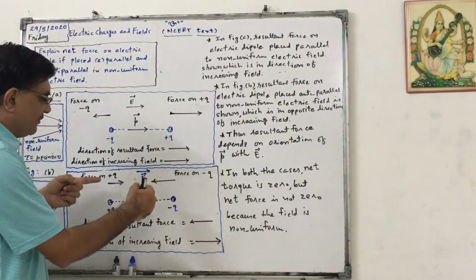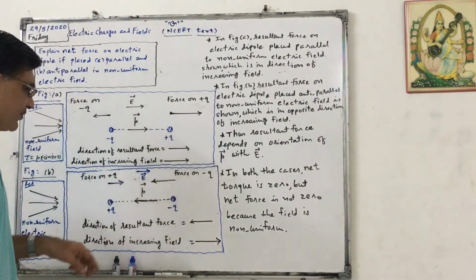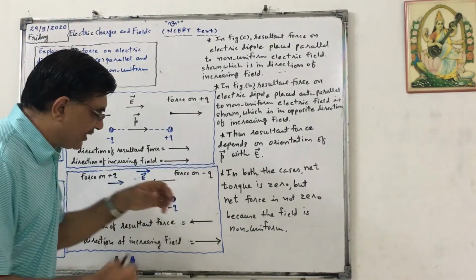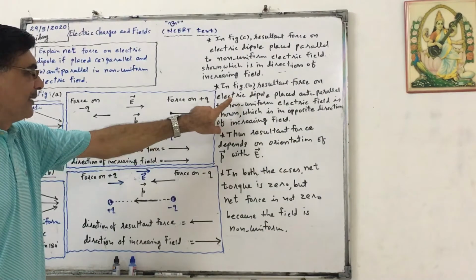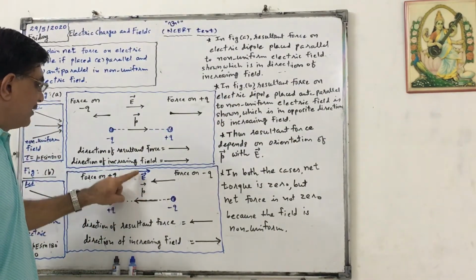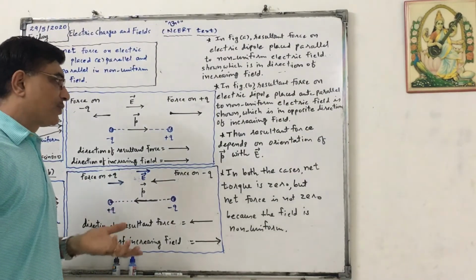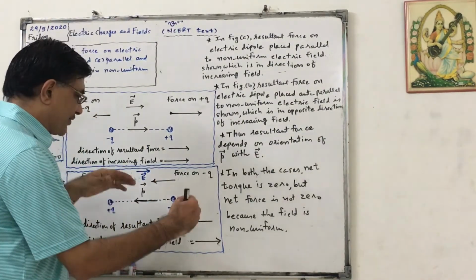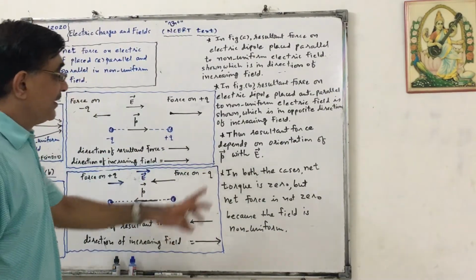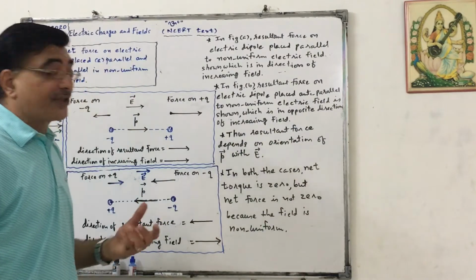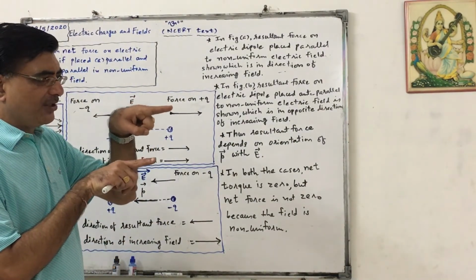So resultant force will be vector sum of these two, and that will be in this direction, which is opposite to direction of increasing field. So that I have written here. In figure B, resultant force on electric dipole placed anti-parallel to non-uniform electric field is shown, which is in opposite direction to increasing electric field. Thus resultant force depends on orientation of P with E.